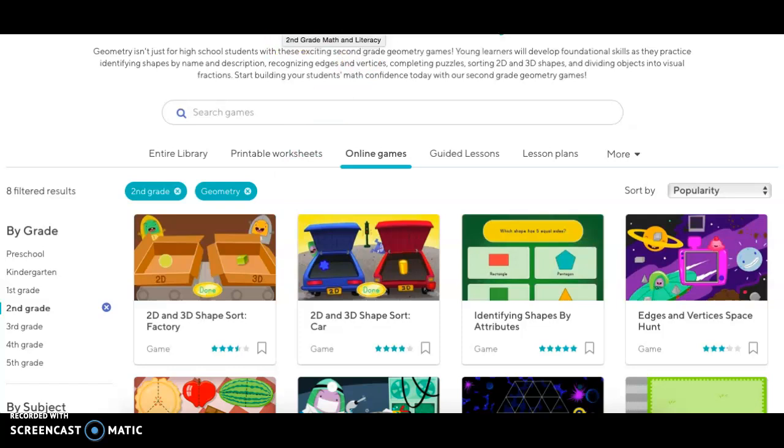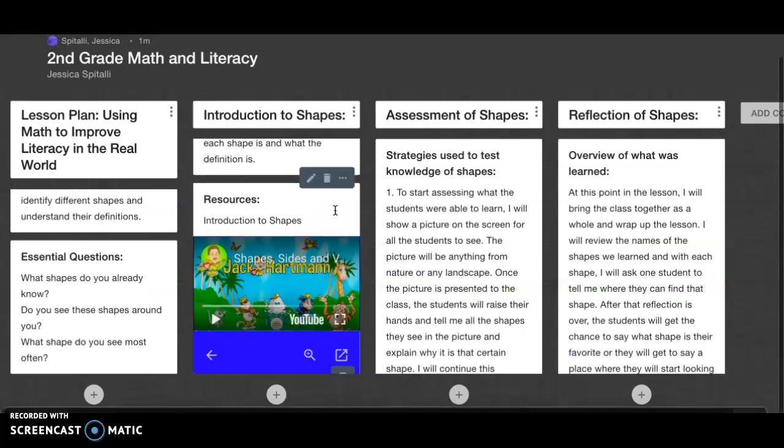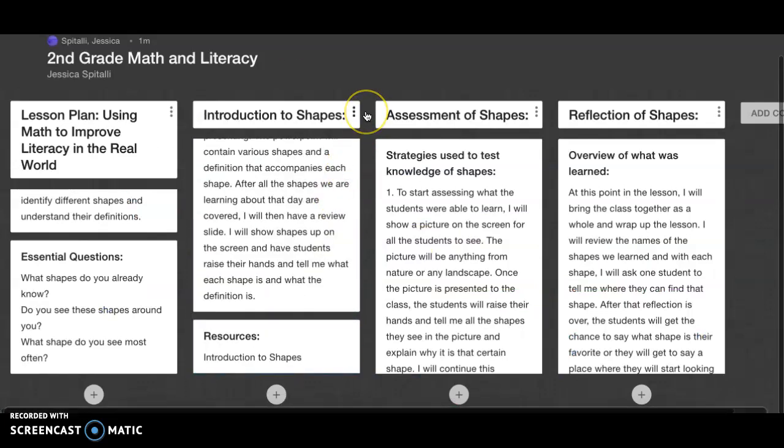So I really liked this website, so I really wanted to include it in my lesson plan as an online resource. So once that whole thing of introduction to shapes is done, I will move on to more of the assessment of shapes and what they learned from the introduction. So basically, the strategies used to test knowledge of shapes.